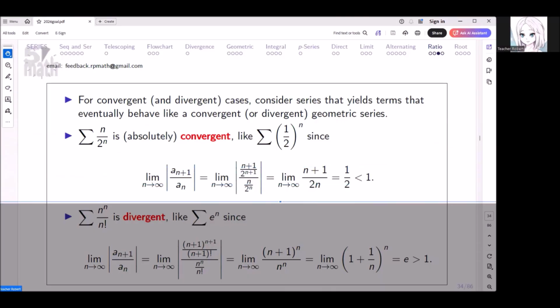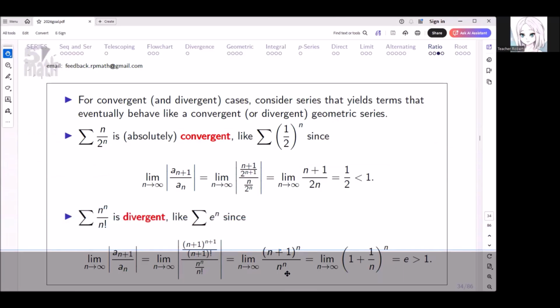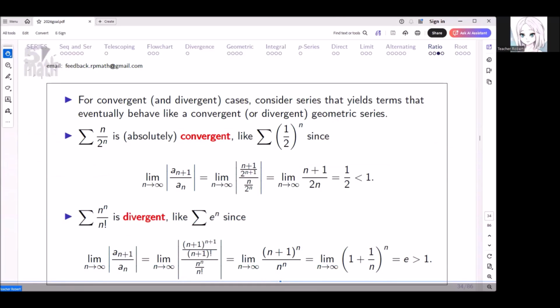This is absolutely convergent, like that, since we have this. This is divergent like that, since we have this.